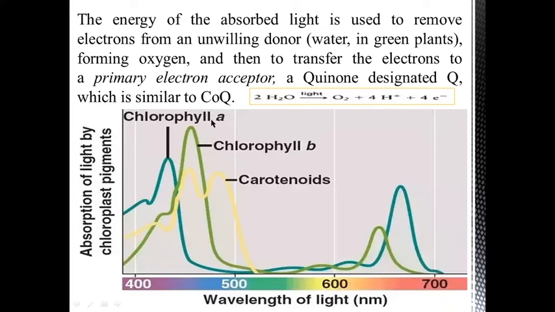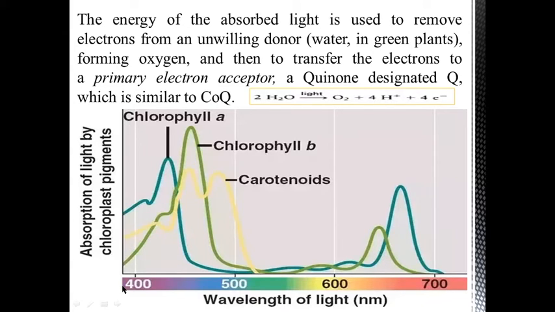Now chlorophyll A, chlorophyll B and carotenoids are the photosynthetic pigments present in the leaf. They absorb various wavelengths of light. Now look at this picture and observe that chlorophyll A absorbs light between 400 and 500 nanometers, that means the blue light. Again, chlorophyll A absorbs light between 650 and 700 nanometers, that means the red portion of the light.